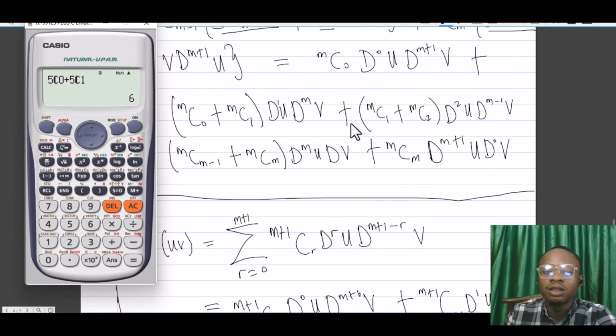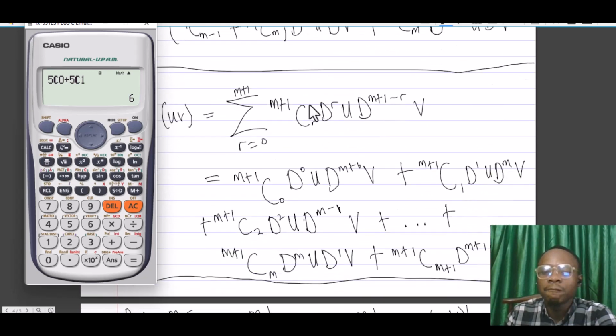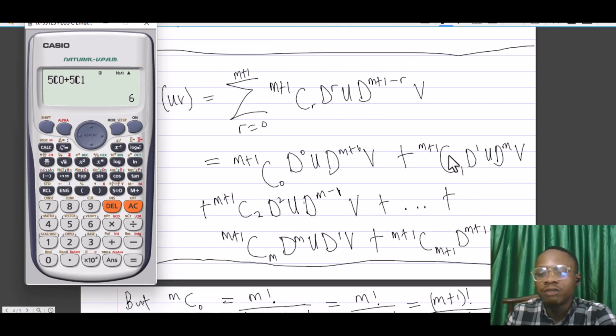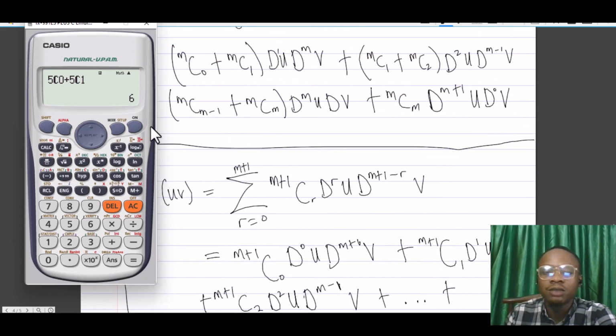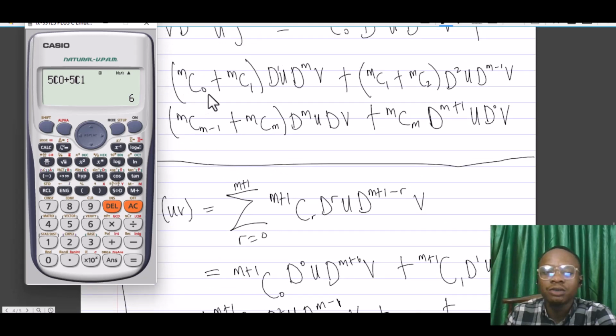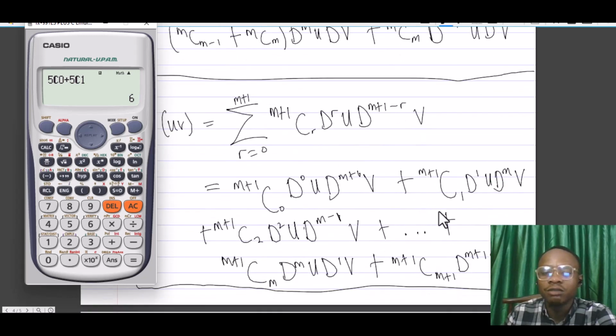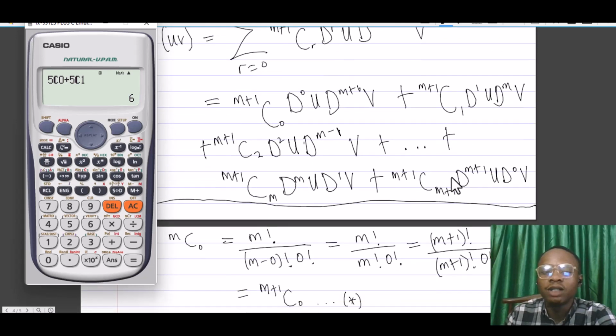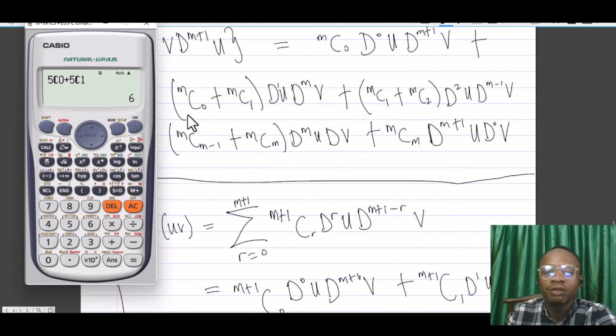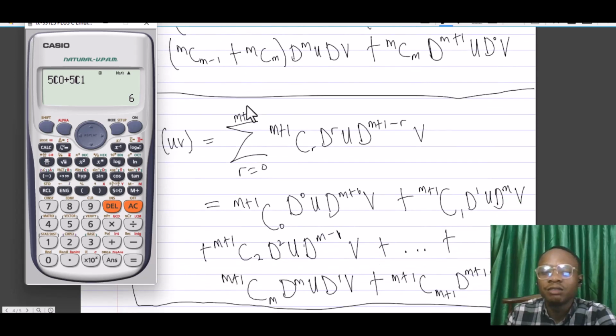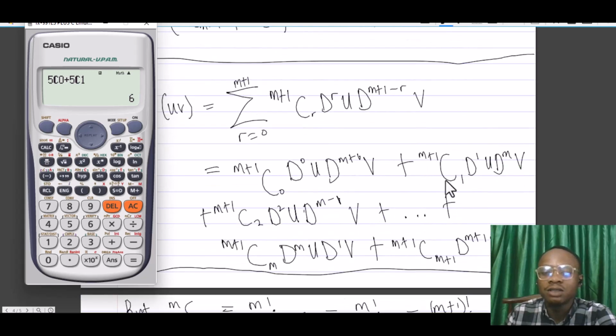So look at this. The coefficient of du, the mv here, is m plus 1 combination 1. So basically, we expect that if we have m combination 0 plus m combination 1, it should give us m plus 1 combination 1. So if we have something like 5 combination 0 plus 5 combination 1, we expect it to give us 5 plus 1, which is 6 combination 1.